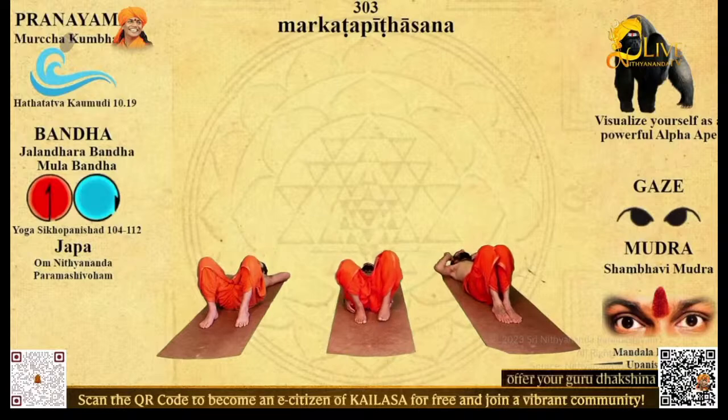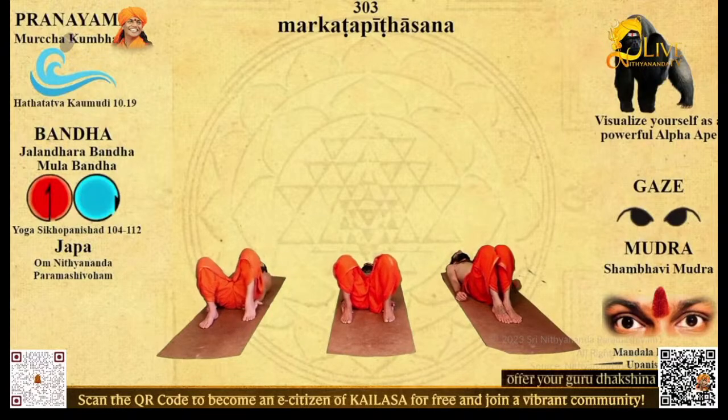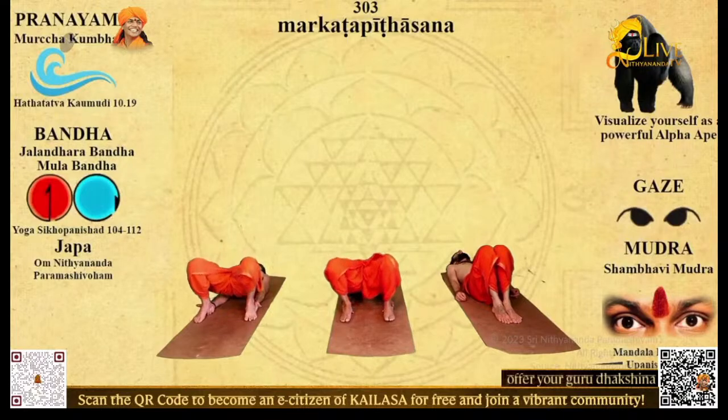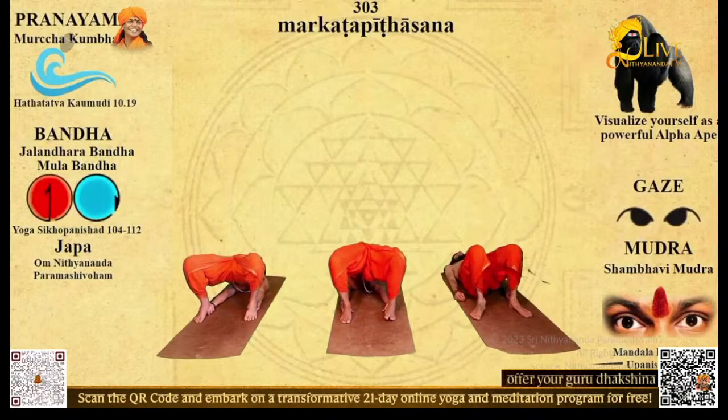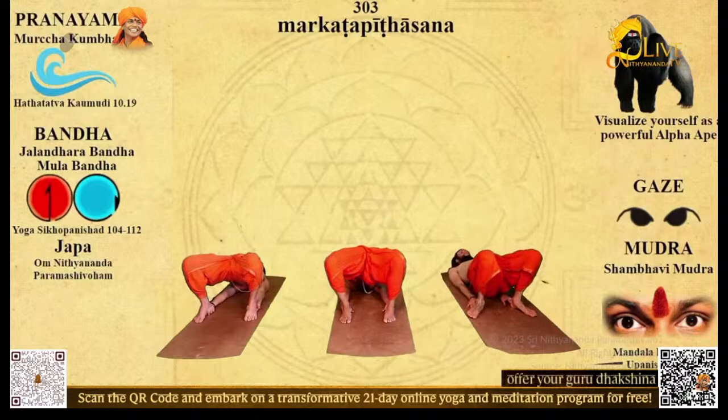Now place your upturned palms underneath the heels and push your hips up as you lock your throat in Jalandhara Bandha, breathing in Mudra Kumbhaka, visualizing yourself as a powerful alpha ape in Markata Pitasana.